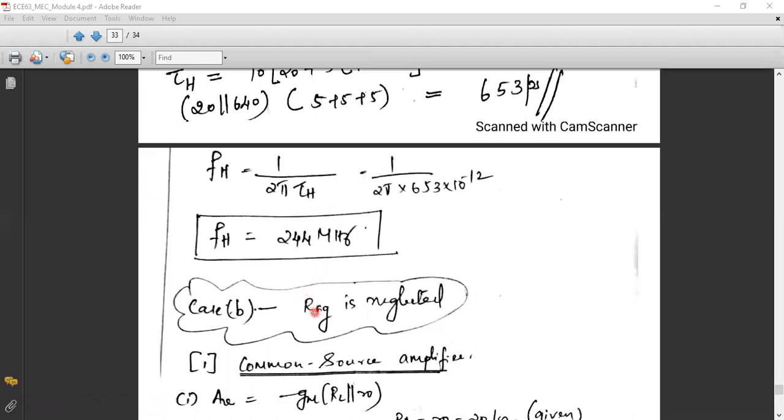Now coming to case B, if RSIC is neglected. Okay, and from these two analyses of case A and case B, you should tell me which resistance I should maintain as RSIC.